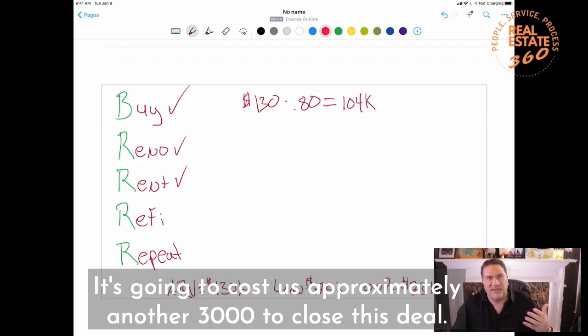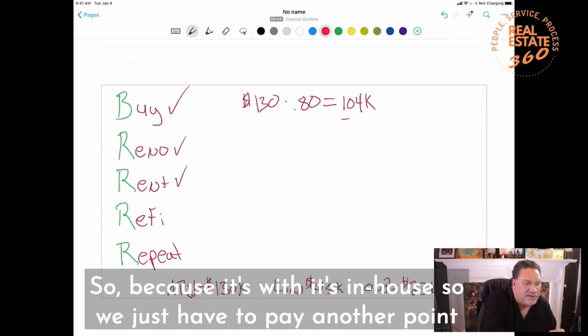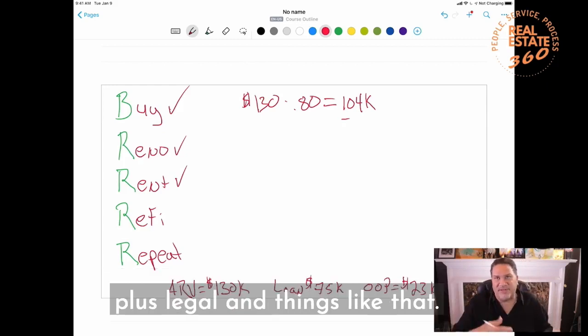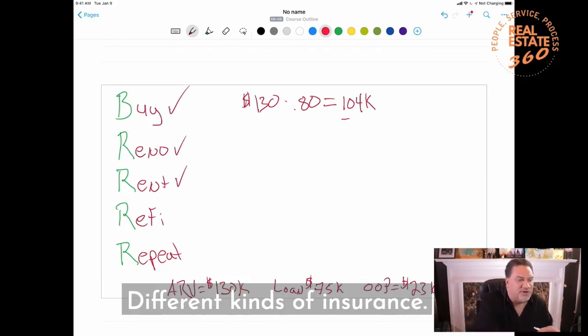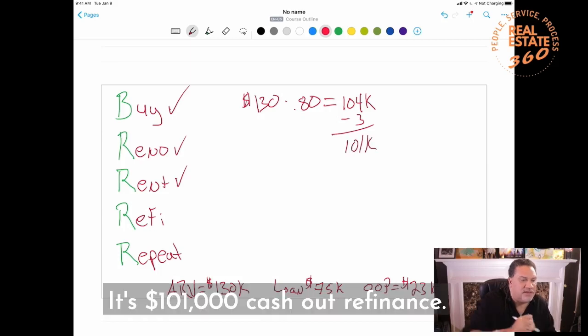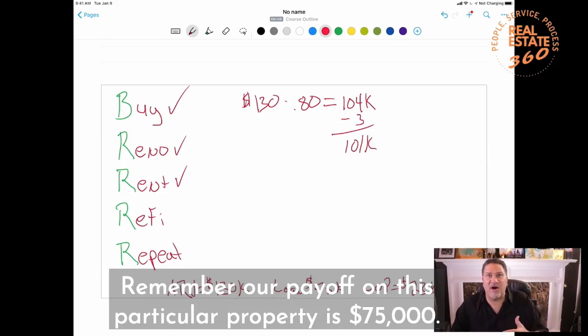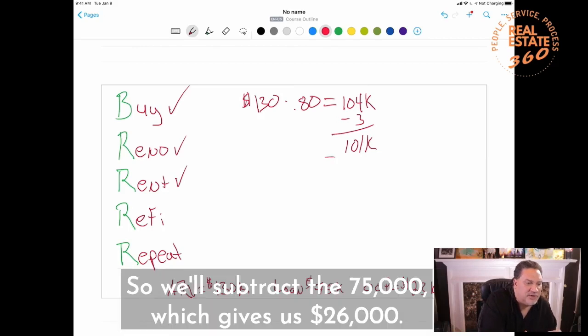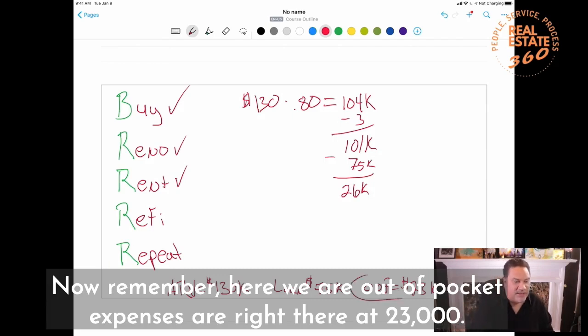Whatever the cost, it's going to cost us approximately another $3,000 to close this deal. Because it's in-house, we just have to pay another point plus legal and things like that, and different kinds of insurance. So it's going to be about $3,000. That means it's a $101,000 cash out refinance. Remember, our payoff on this particular property is $75,000. So we'll subtract the $75,000, which gives us $26,000. Now remember here, our out-of-pocket expenses are right there at $23,000.